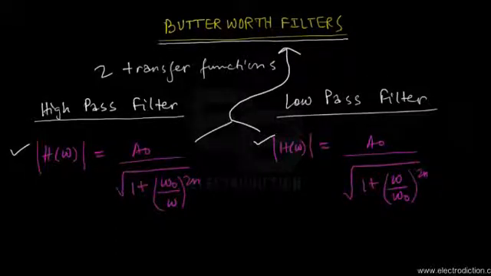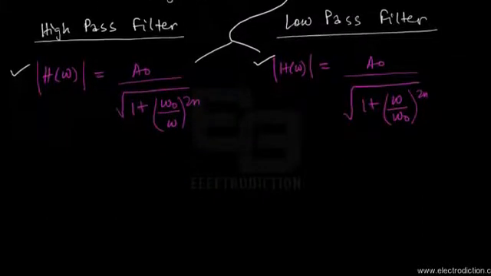Now I'm going to go into a bit of detail. We just laid down the two transfer functions. The question that comes is, what do each of the symbols here mean? These transfer functions are obtained whenever we plot the gain versus frequency curve of each type of filter. So I'm going to give you the meaning of each of these variables.